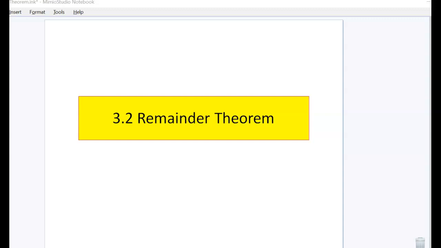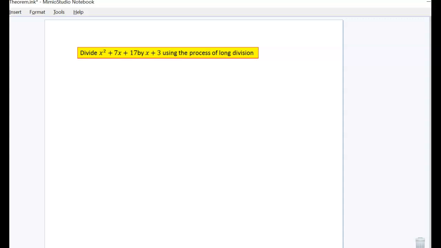In section 3.2, we're going to look at what is called the remainder theorem. Let's say we're asked to divide the polynomial x squared plus 7x plus 17 by the binomial x plus 3. Well, you may have done this process of long division back in pre-calc 20.